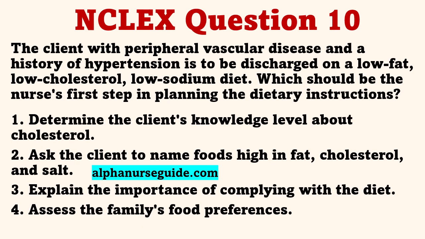The client with peripheral vascular disease and a history of hypertension is to be discharged on a low-fat, low-cholesterol, low-sodium diet. Which should be the nurse's first step in planning the dietary instructions? 1. Determine the client's knowledge level about cholesterol. 2. Ask the client to name foods high in fat, cholesterol, and salt. 3. Explain the importance of complying with the diet. 4. Assess the family's food preferences.